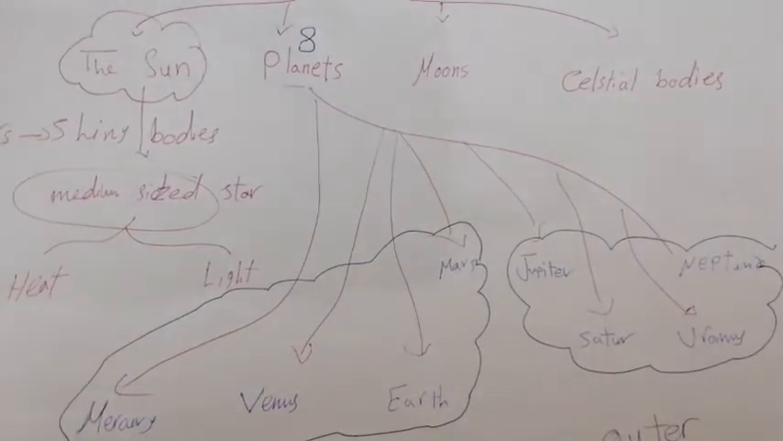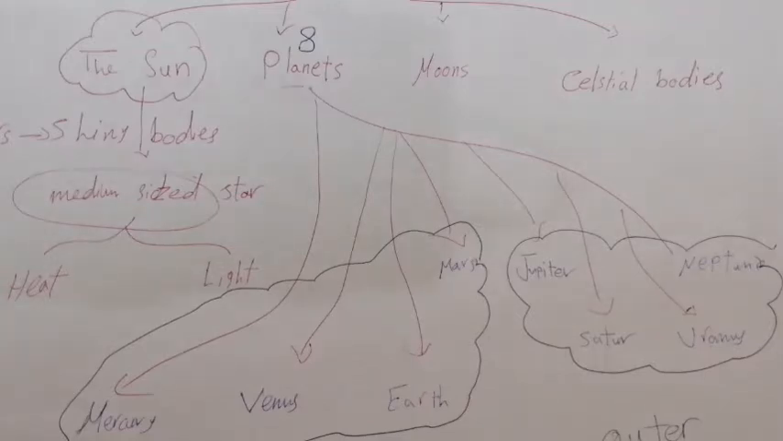Now back to the question. What's the difference between inner and outer planets? Number one, distance from the sun.